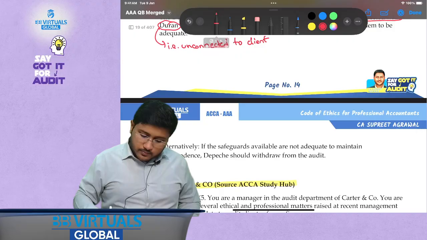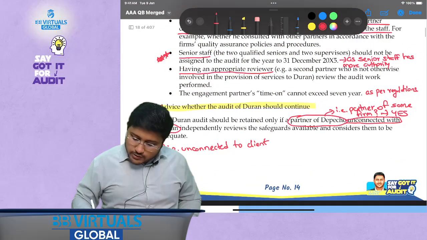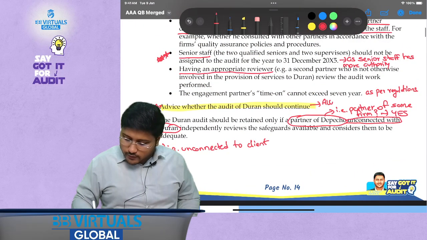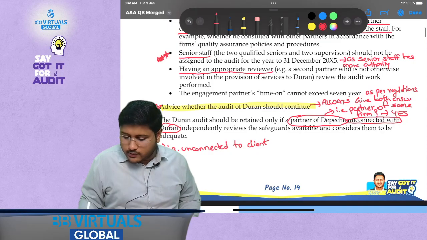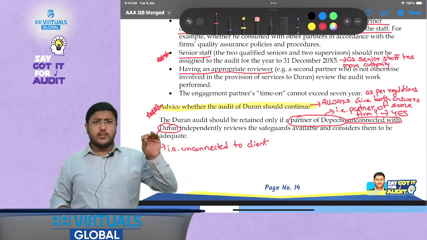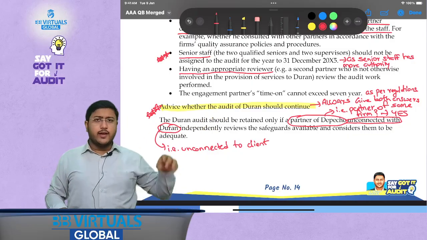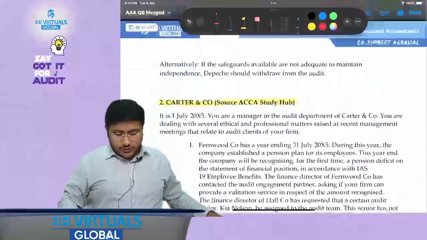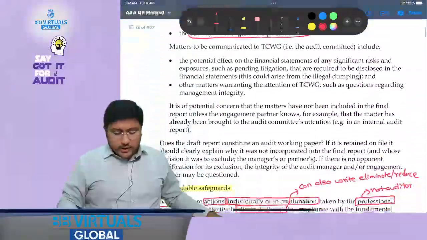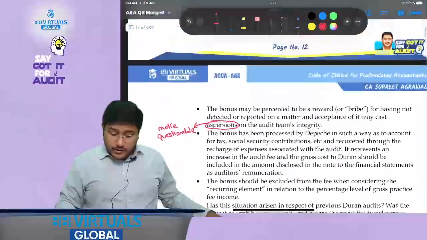Now see, for this question, always give both answers. Diplomatic answers, that is, conditional answers. If this is the condition, this should be the answer. If this is the condition, this should be the answer. That is how you need to solve this question. With this, we have solved this question. Okay. This was a very good question.